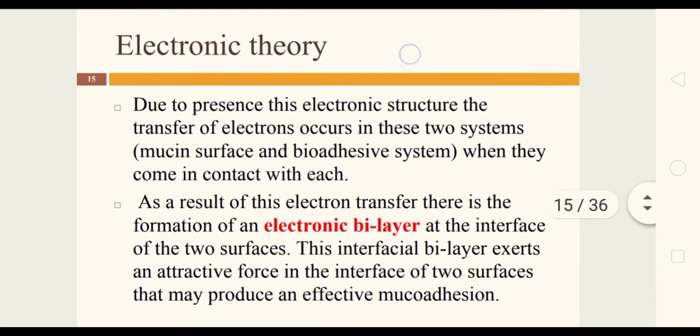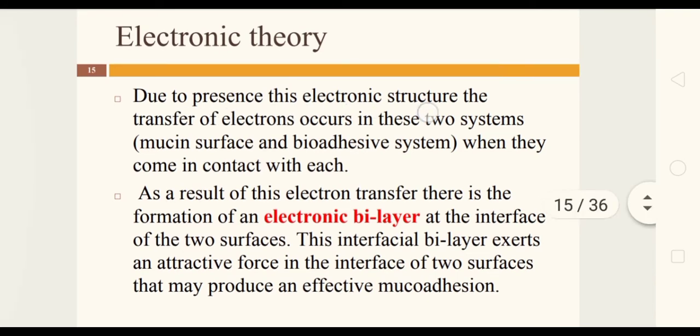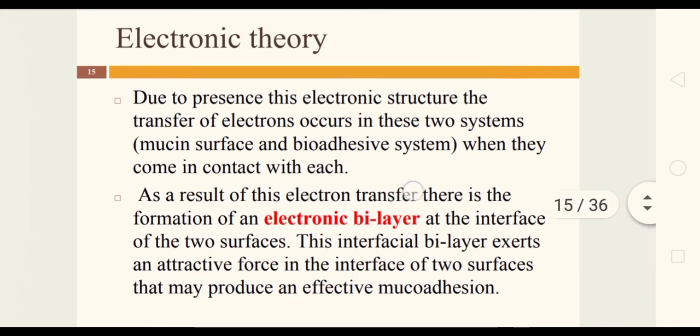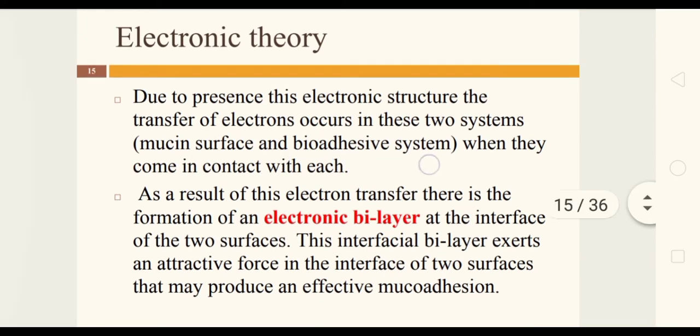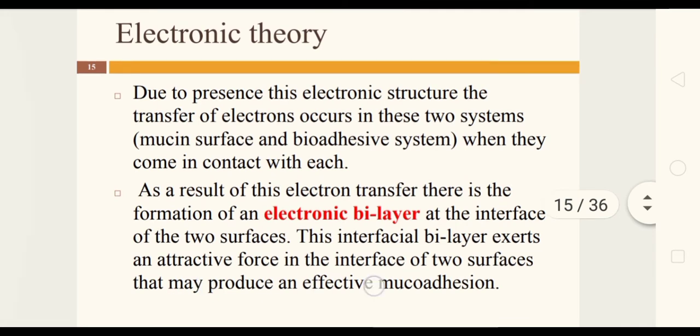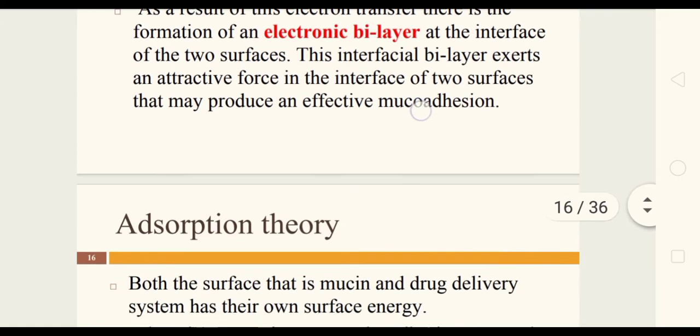Let us see the first theory, that is electronic theory, which is based on the transfer of electrons that occurs between two systems. Which two systems? The mucin surface and the bioadhesive system. So, there forms an electronic transfer. This is possible because of the formation of an electronic bilayer. This electronic bilayer which is formed at the interface between these two surfaces allows the transfer of electrons, and this bilayer exerts an attractive force between these two surfaces for mucoadhesion.